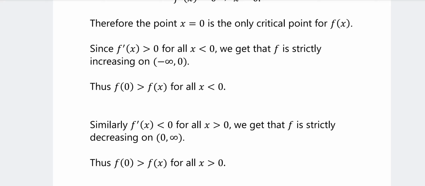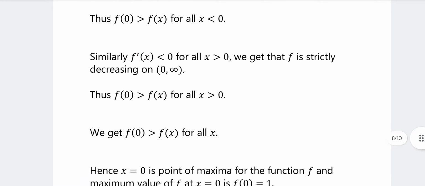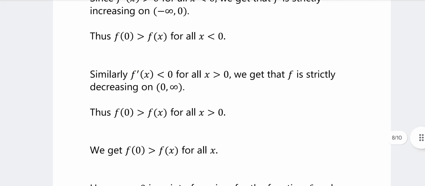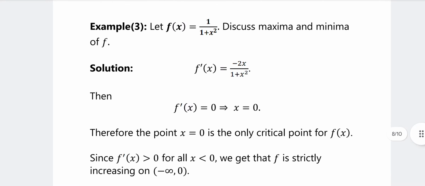So combining both these inequalities, f(0) is greater than f(x) when x is less than 0, and f(0) is greater than f(x) when x is greater than 0. So what we got is f(0) is greater than f(x) for all x. Hence x equal to 0 is the point of maximum for function f, and the maximum value of f is f(0), that is 1, because we can calculate the maximum value by putting x equal to 0 in f(x) equal to 1 upon 1 plus x squared.